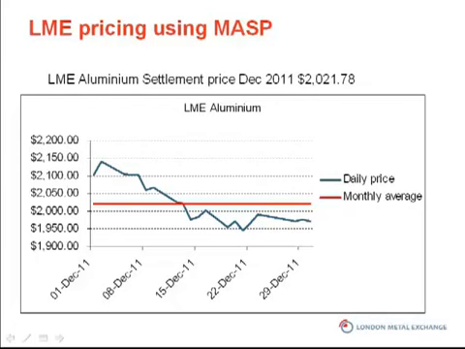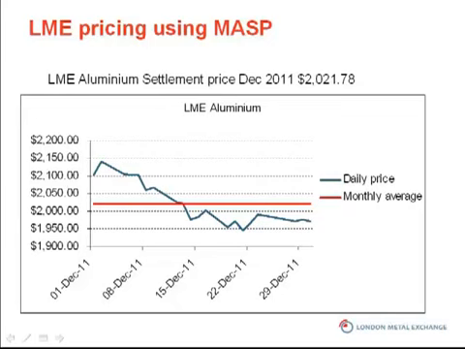Anyone who was pricing in metal at the beginning of the month, if they chose the first few days of December, would have paid a much higher price than the average, which was $2,021.78. And anyone who was selling metal basis a particular date towards the end of the month would also have been at a disadvantage, as they would have sold their metal at less than the monthly average. So it makes sense, therefore, to take an average price, and many sectors of the industry will do that.